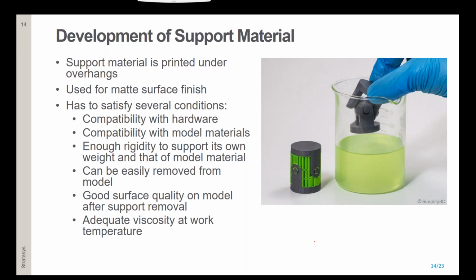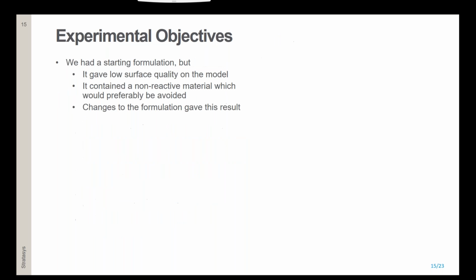So working with all these challenges, we had to develop the support material. So we had the starting formulation. That was my goal when I came to work for Stratasys about 2.5 years ago. They gave me a starting formulation, but the surface quality of the model was very, very bad. And it also contained a non-reactive material, which we would rather not have used because it tended to leak out of the polymerized material. And so I tried changing the formulation using the classical approach, just change one thing at a time and see what happens. And this is what we got.